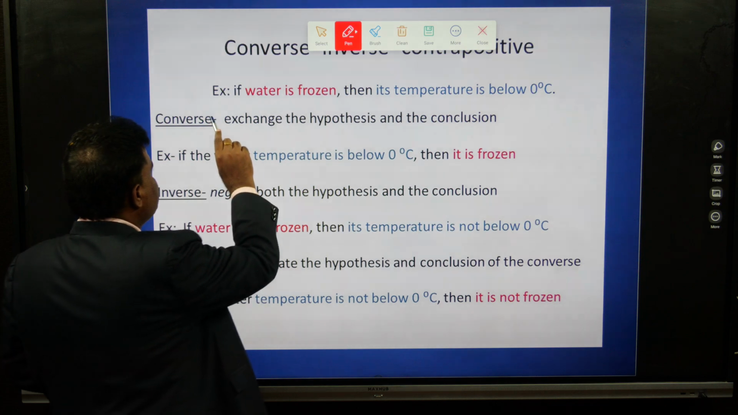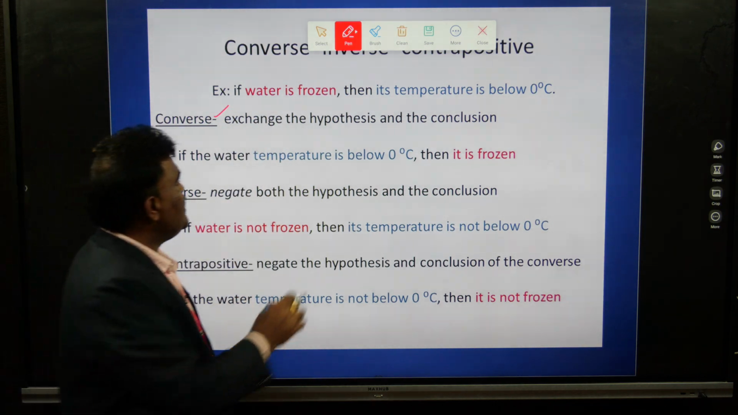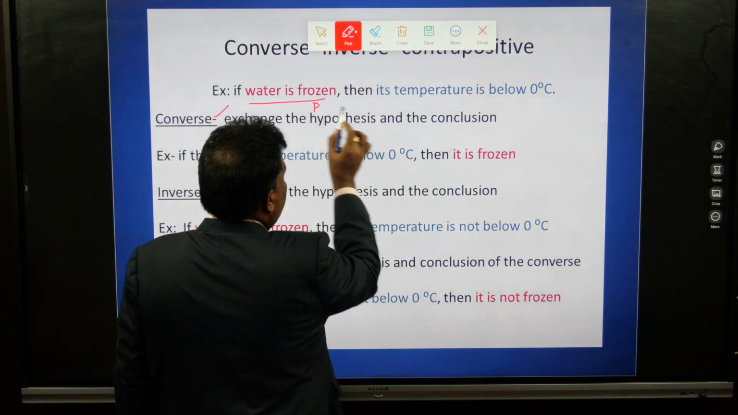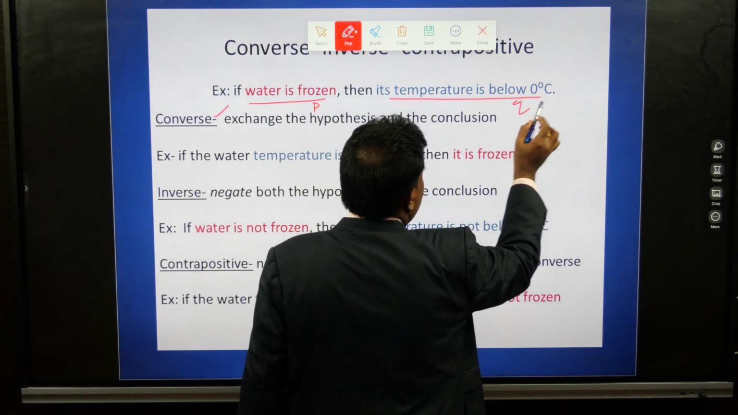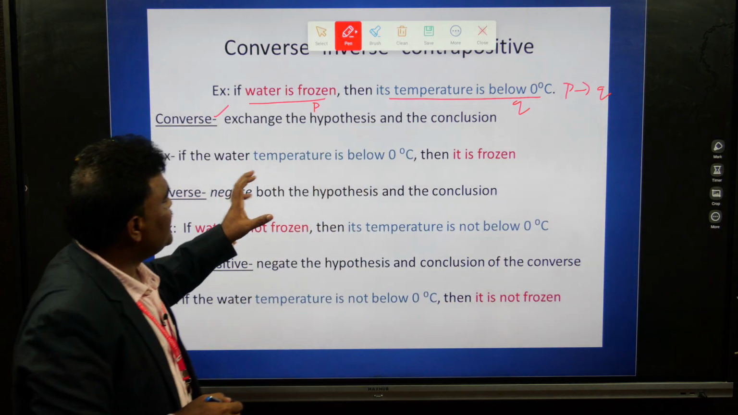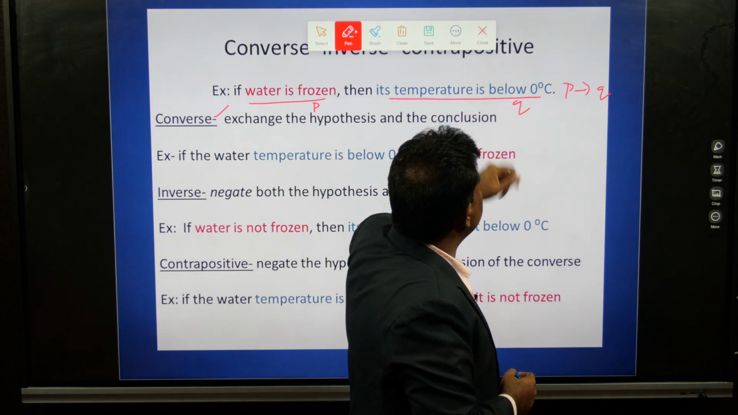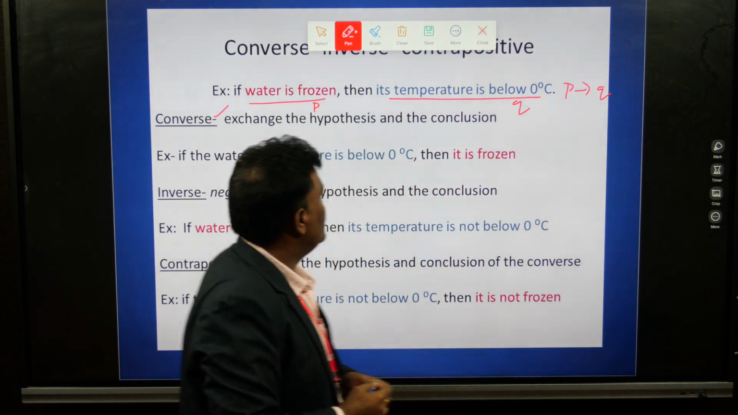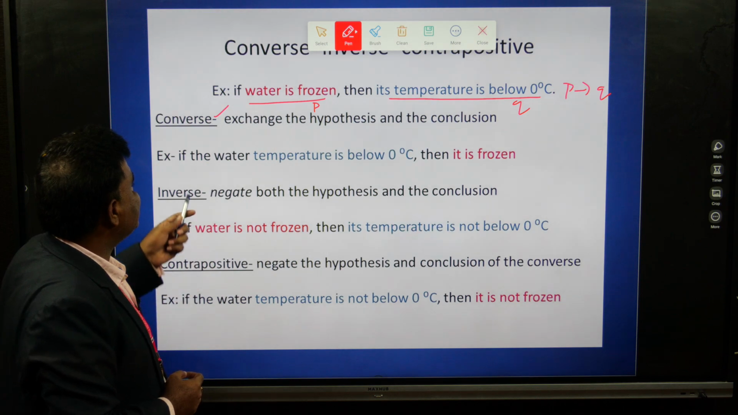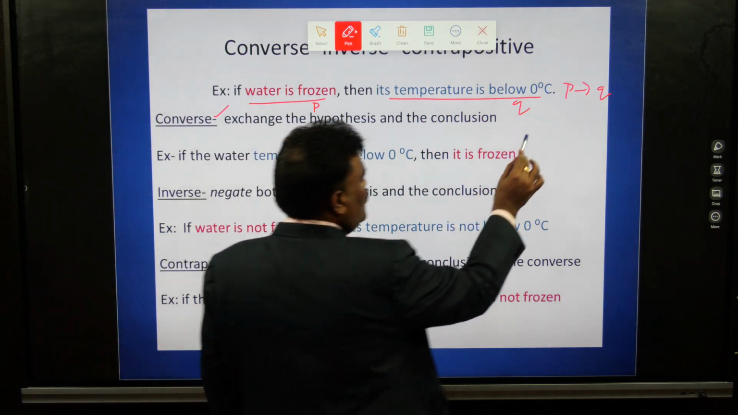So now I want to represent the same statement with the help of the converse. What is converse? Here this is P and this is Q. So that is P implies Q. What is P? P is water is frozen. What is Q? Temperature is below 0 degrees. So now we have to apply the converse. Converse means simply you have to interchange the values. Interchange the values in the sense you have to represent like this.